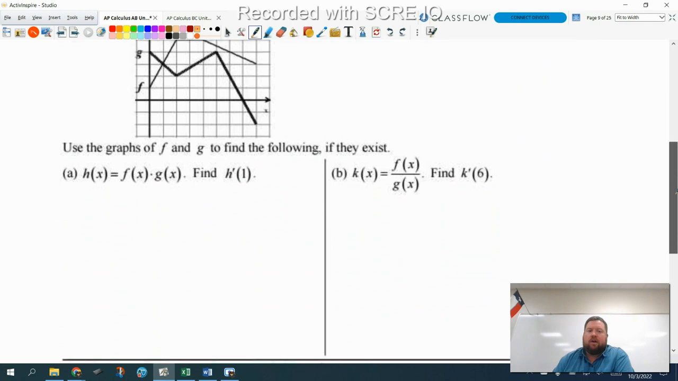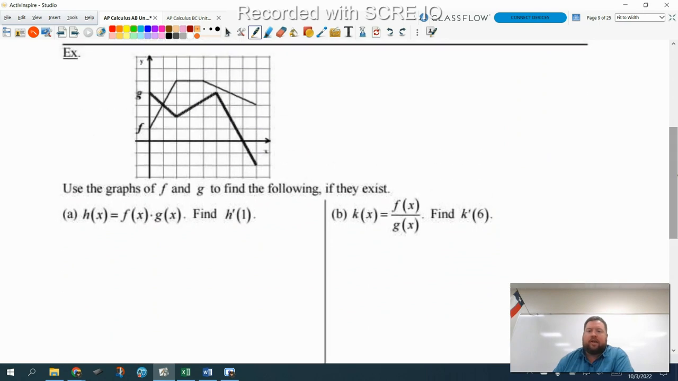All right, here are a couple others where they don't give us like a list of information in the problem. Instead, they give us a graph. Okay, so we're going to have to find all of our values from the graph. I would encourage you to try letter A on your own. It works in a very similar fashion to the problem we just did, but you're going to use the graph to find those values.